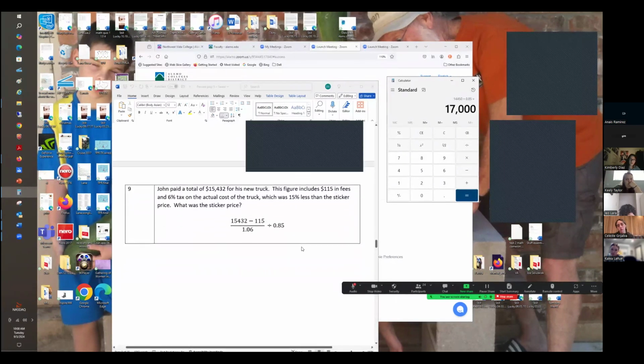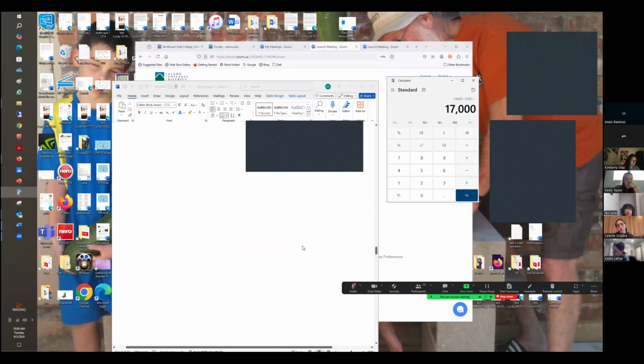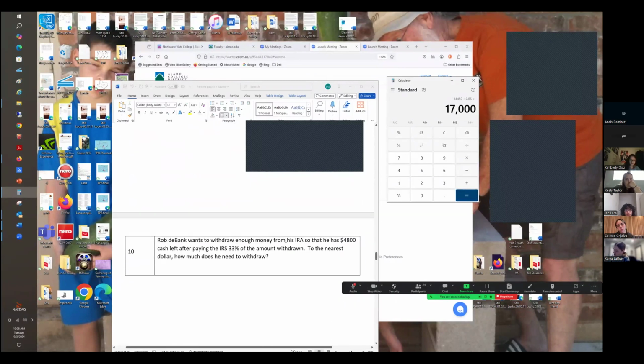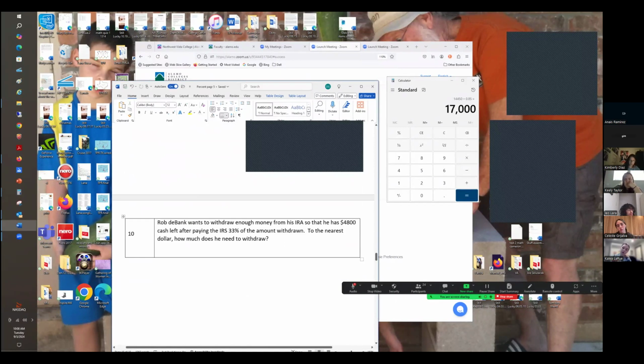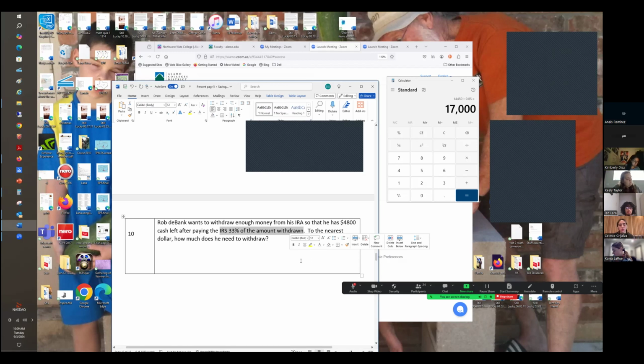We just got a couple more problems to work. All right, this happens all the time in real life, believe it or not. You've got some money in retirement, and I need $4,800 to remodel the kitchen or whatever. So here's the key. The Internal Revenue Service is going to get 33% of the amount withdrawn. And that is not the same thing as 33% of what's left. What it means is the 4,800 is the other 67%, 33% from 100.